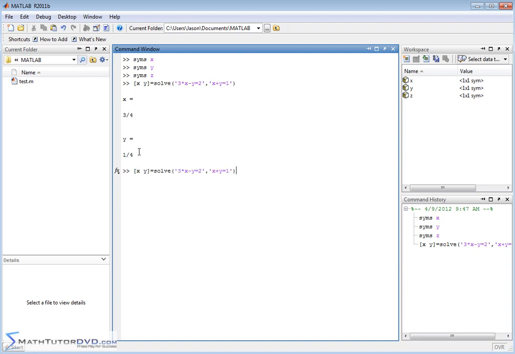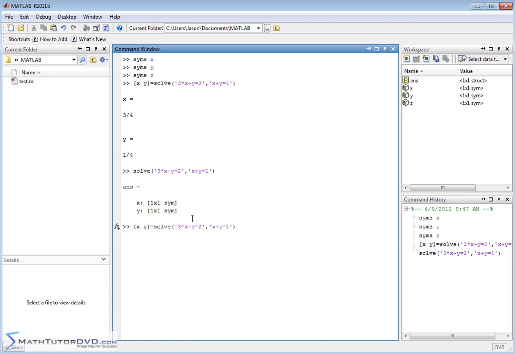Now let me show you what happens if you don't do that. You might get a little confused, and that's why I want to point it out. If you just type in what you would expect to work, solve and then the two equations, and you hit enter, you get something a little bit unexpected. It's telling you that x is a symbol and y is a symbol. And you're like, okay, I know they're symbols, but what are the values? So you're a little bit confused.